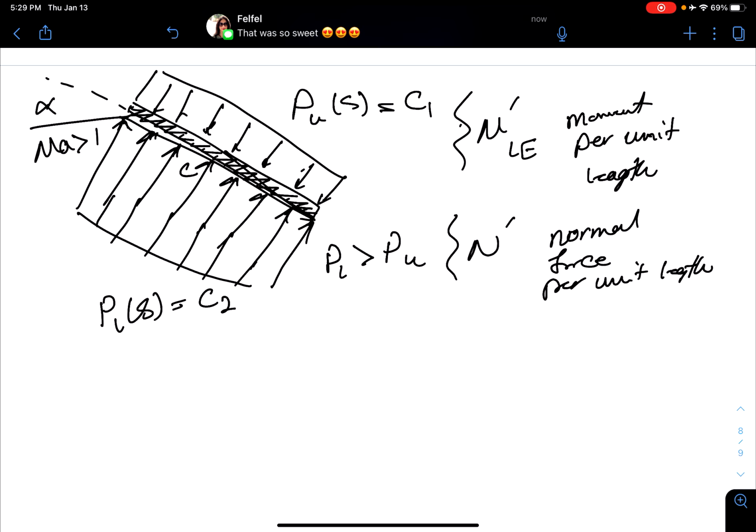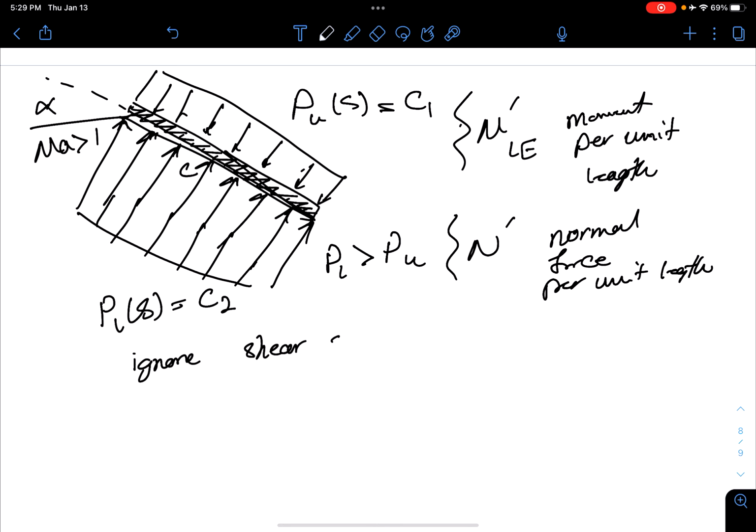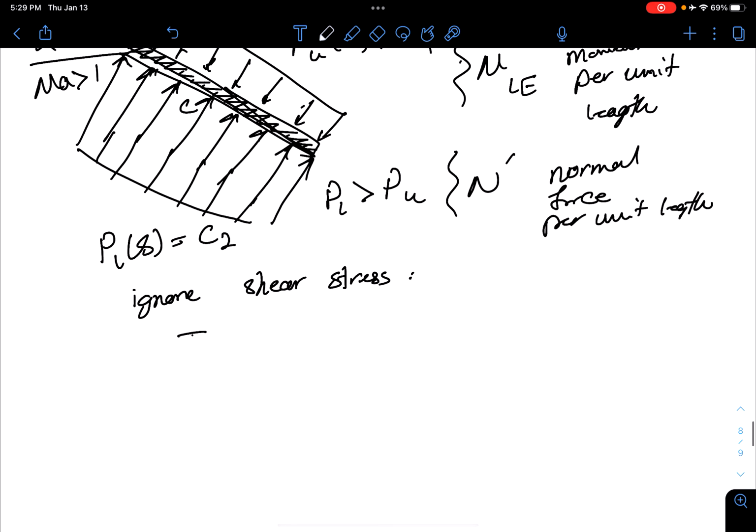So let's find the M prime and N prime. M prime over the leading edge, and N prime in general. And we are to ignore the shear stress. So whenever you see tau, that goes to 0. See, already much simpler.